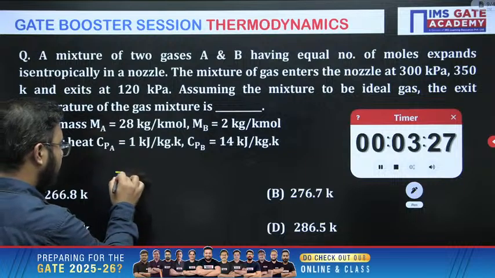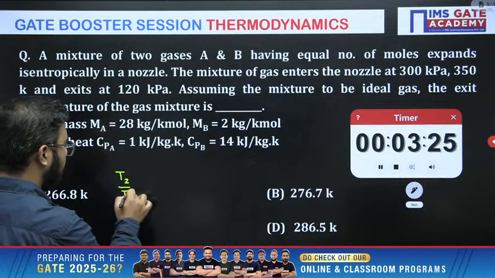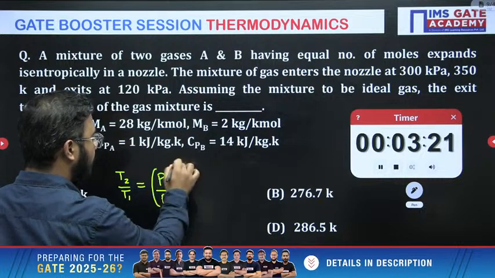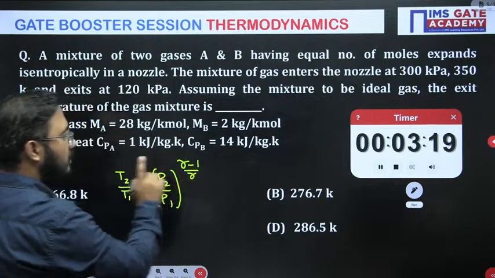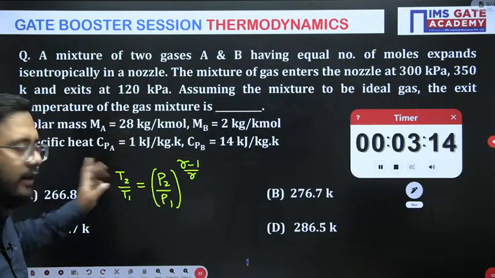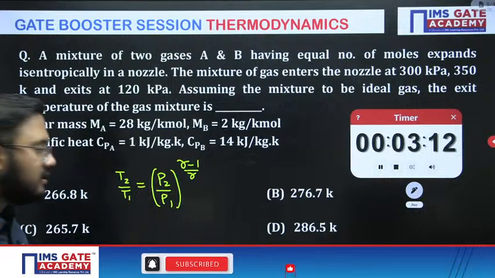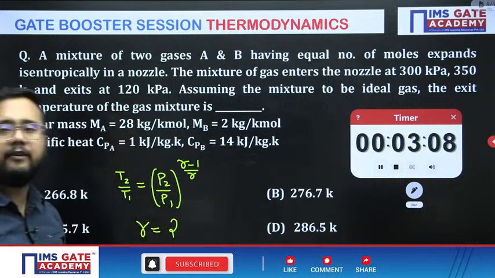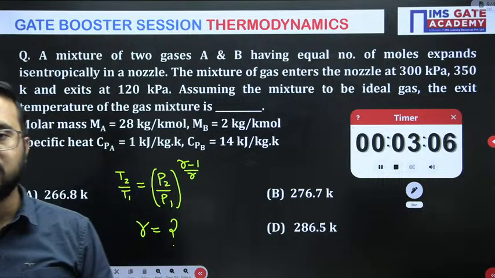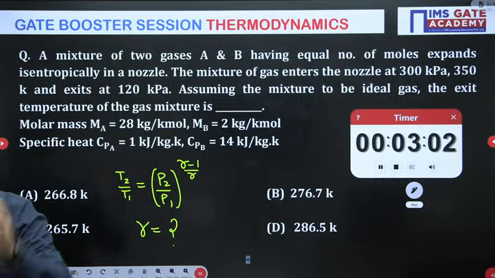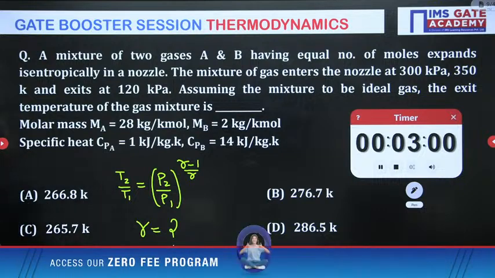I can directly use this relation, T2 by T1 equals P2 by P1 to the power gamma minus 1 upon gamma, because initial pressure and exit pressure they have given, initial temperature they have given, and final temperature we can solve using this relation. But where is gamma? We have to solve gamma first, and then only we will be able to get the answer of T2. So just think about how you will get the answer of T2 here. Gamma value first of all.